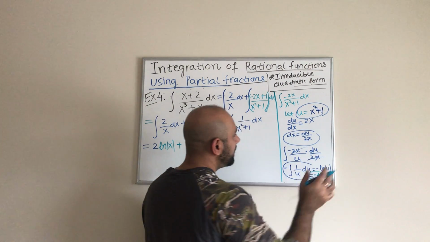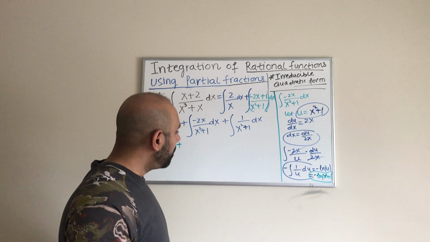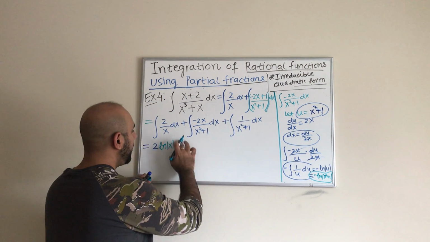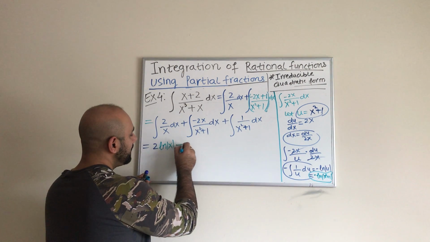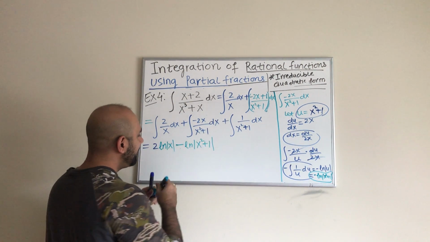Okay, guys, we had to go on the side to do that. If I had space, I would actually keep doing it right here. It's up to you how you want to do it, but I'm just going to bring it back here. So it is just minus ln of x squared plus 1. That is the second one.